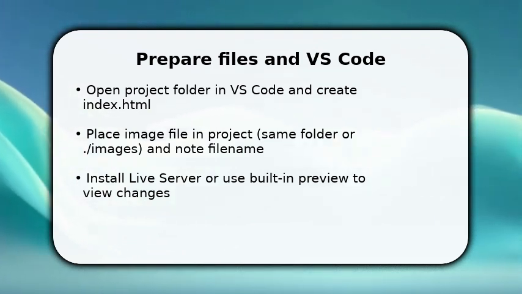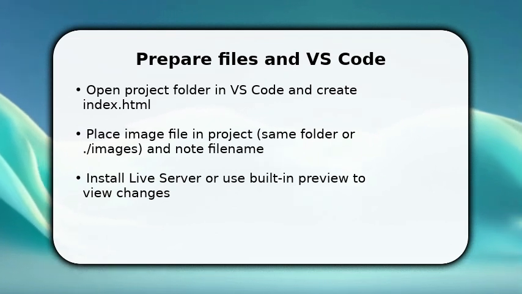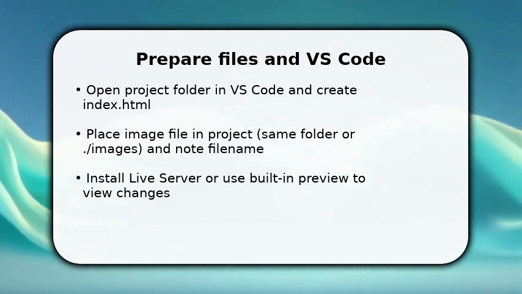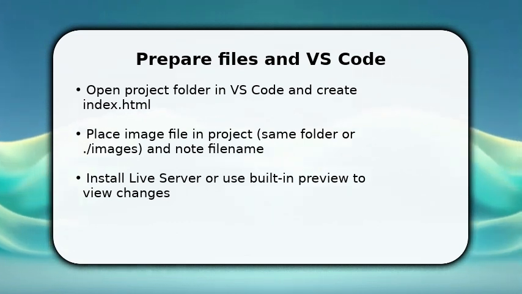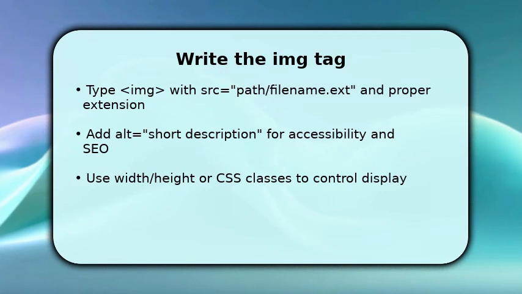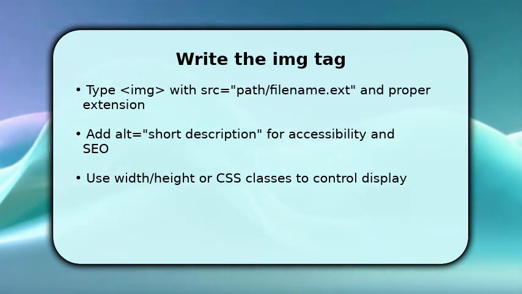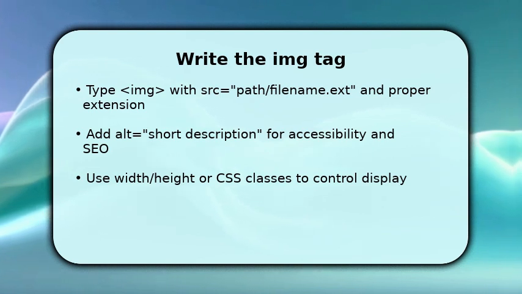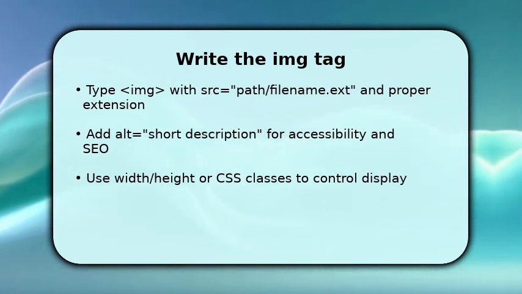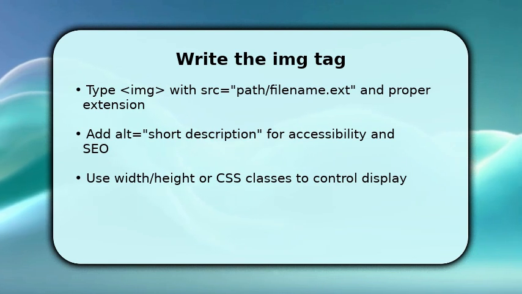Once done, install or enable Live Server or use the built-in preview so you can refresh and validate the image path quickly as you edit. Now write the img element in your HTML where the image should appear. Use src equals /images/photo.jpg or src equals photo.png depending on location.